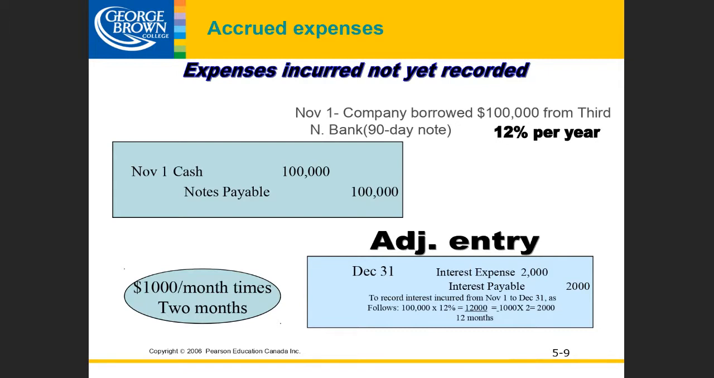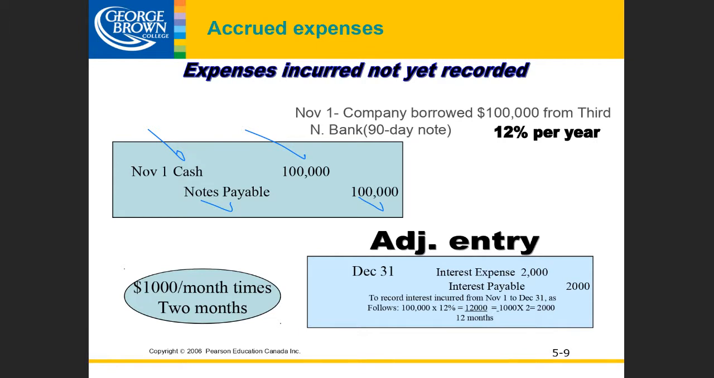So when we take out the loan on November 1st, the journal transaction would be cash for $10,000, and then we would credit notes payable because it's a short-term liability or a short-term loan, and we would credit that by $10,000. Okay, so let's fast forward to December 31st.